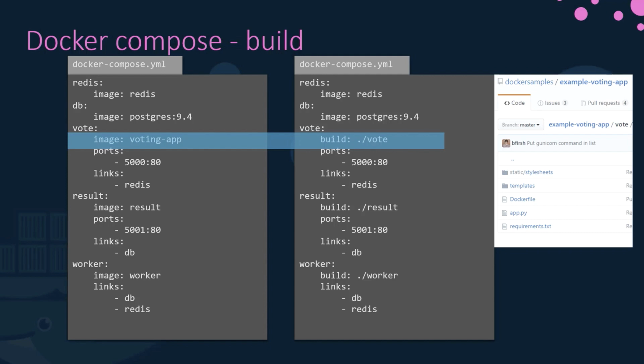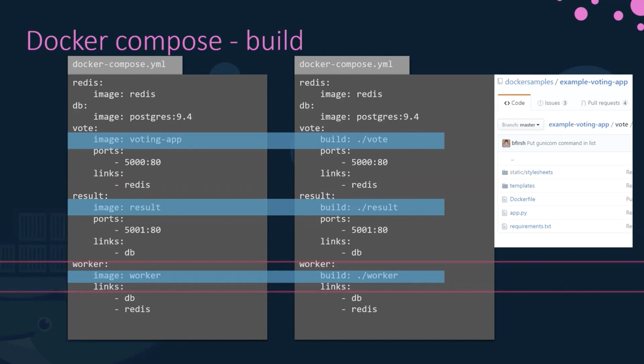This time, when you run the docker-compose up command, it will first build the images, give a temporary name for it, and then use those images to run containers using the options you specified before. Similarly, use the build option to build the 2 other services from the respective folders.